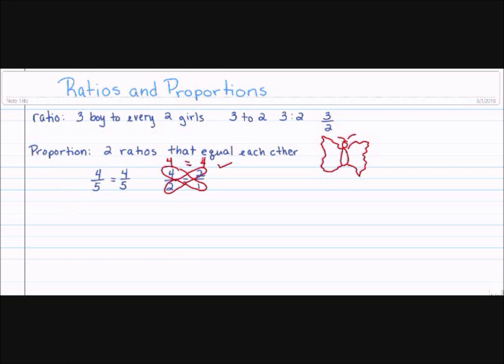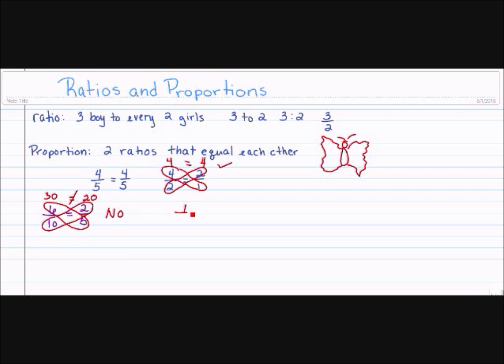Let's try another one. Let's try, is 6/10 equal to 2/5? Get my butterfly equipment out. Does 6 times 5 equal 30? And 10 times 2 equal 20? Are those equal? No. So the answer is no. They are not proportions because they are not 2 ratios that equal one another.